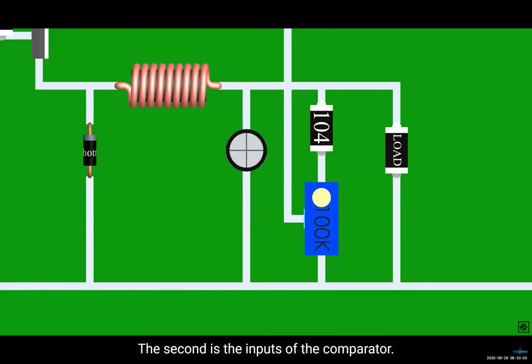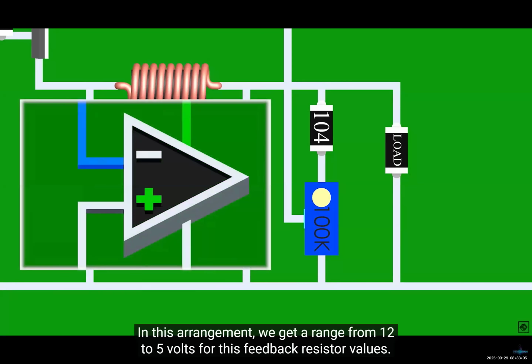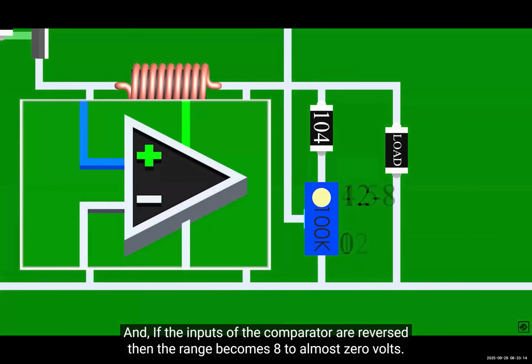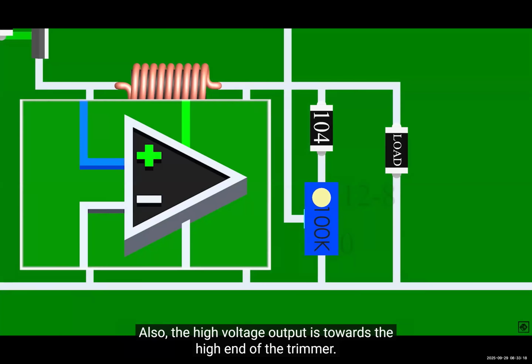The second is the inputs of the comparator. In this arrangement, we get a range from 12 to 5 volts for these feedback resistor values. And if the inputs of the comparator are reversed, then the range becomes 8 to almost 0 volts. Also, the high voltage output is towards the high end of the trimmer.